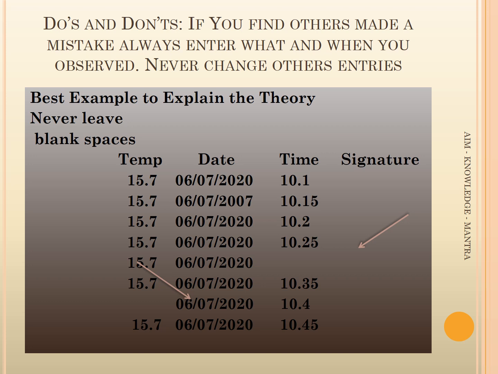Temp, date, time, signature. 15.7, June 7, 2020, 10.1; 15.7, June 7, 2020, 10.15; 15.7, June 7, 2020, 10.2; 15.7, June 7, 2020, 10.25; 15.7, June 7, 2020; 15.7, June 7, 2020, 10.35; June 7, 2020, 10.4; 15.7, June 7, 2020, 10.45.